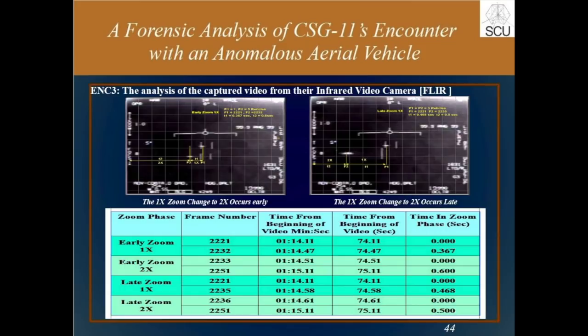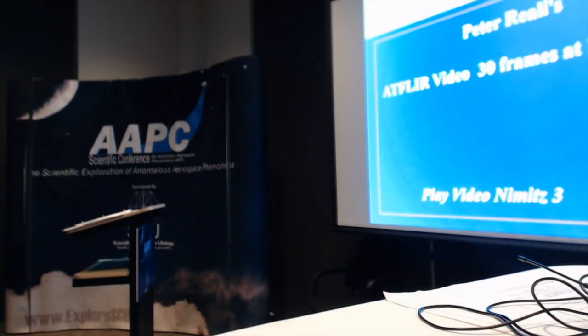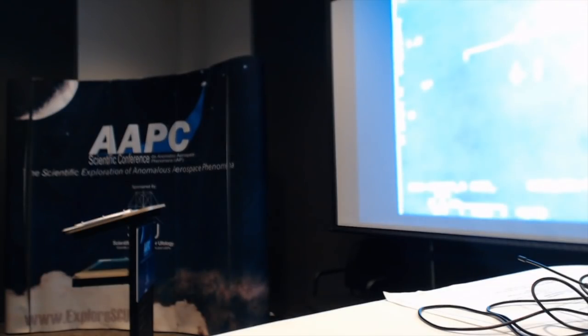In this case, for the early zoom, at 0.367 seconds is when it changes. The late zoom is 0.468 seconds. Interesting, but not that interesting, anyhow. Now, what I did, for this particular case, was slow the video down to 1 frame per second. I'll point out a few things that happened during this time. You kind of can see what I'm talking about. Okay, here we go. This is 1 frame per second.